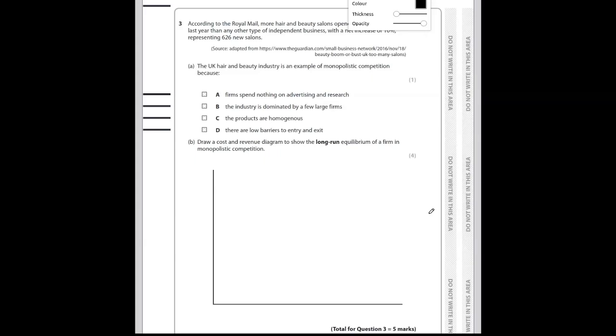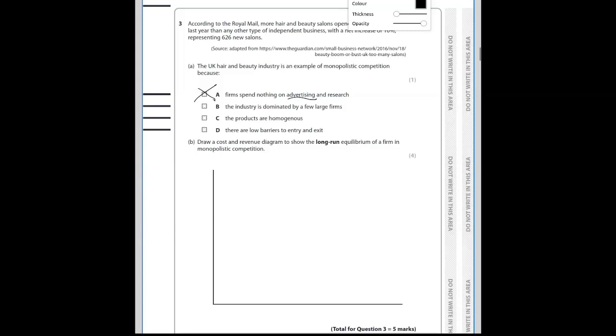So looking through these options, A, firms spend nothing on advertising and research. One, we don't know very much about advertising and research in this context. We would also assume if firms are differentiated, they probably are going to spend some money on advertising. I don't know about research in salons necessarily, but we would expect some spending on advertising because the firms are differentiated and they need to build a brand.